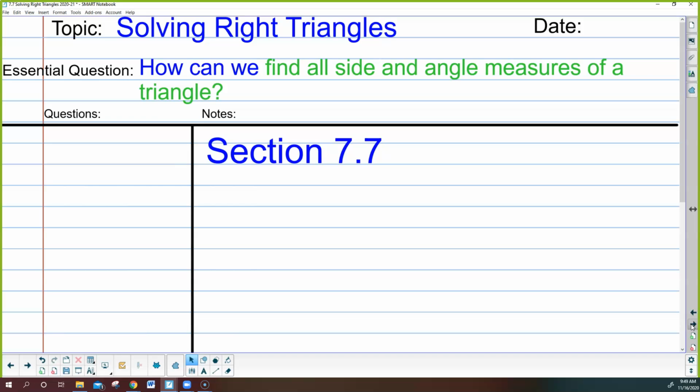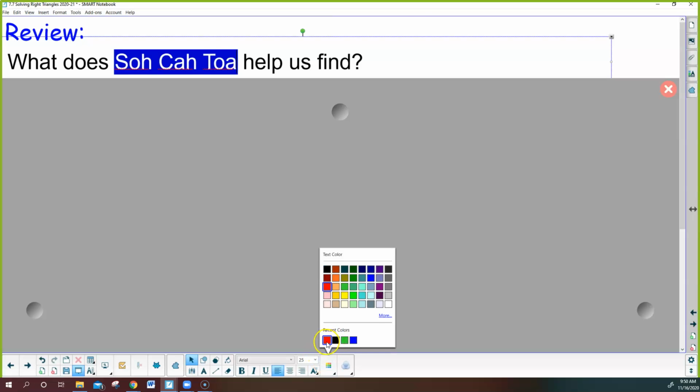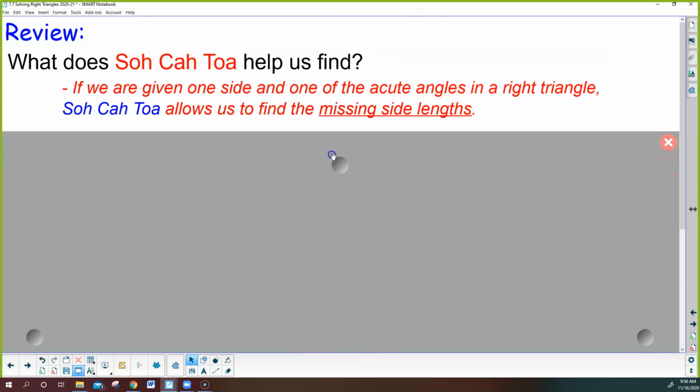All right, so we're going to jump kind of right into it here. Do not write this slide. Okay, this slide is just a quick review. But a reminder, we learned SOHCAHTOA, right? What is SOHCAHTOA? Or another way to think of it is, what does trigonometry help us actually find? Well, trigonometry helps us find side length. If we are given one side and one acute angle of a right triangle, SOHCAHTOA allows us to find a missing side length. And that's what we did in the warm-up. That's what we did the last couple days here.